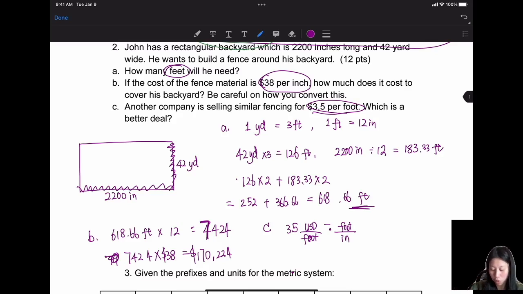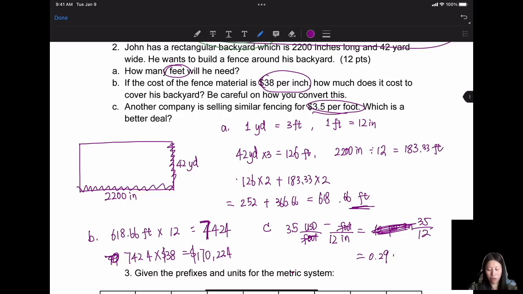1 foot equals 12 inches. So that means we times 12. So we have 3.5 times 12, which is 14.2 per inch. I'm sorry, I did this wrong. This is 1 foot and then 12 inches. The feet cross-cancel. So basically you have 3.5 over 12. So per inch, your cost is 29 cents.